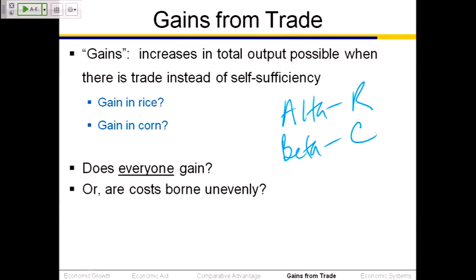Alta is now producing rice, and Beta is now producing corn. What happened to the corn farmers in Alta? They lost their farms. Sure, there's more rice produced, there's more corn produced, but there are people who used to be corn farmers in Alta who are no longer farming. They lost their livelihood.